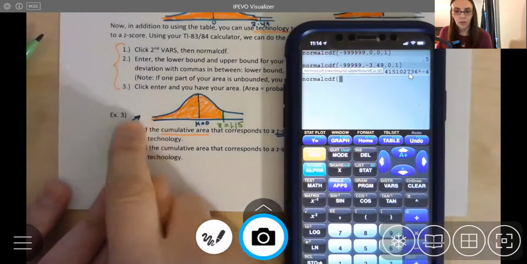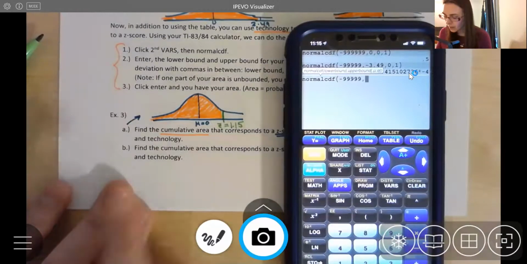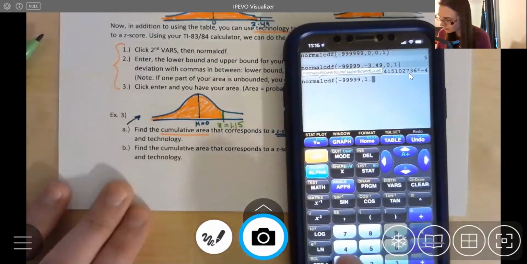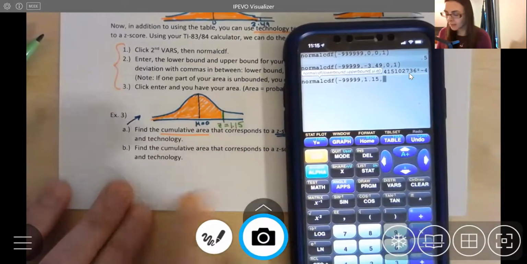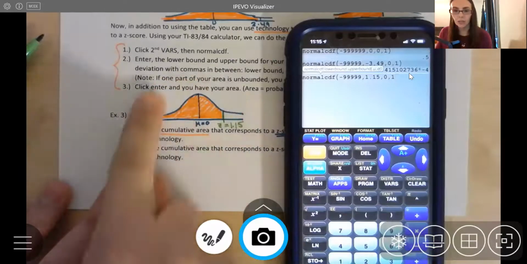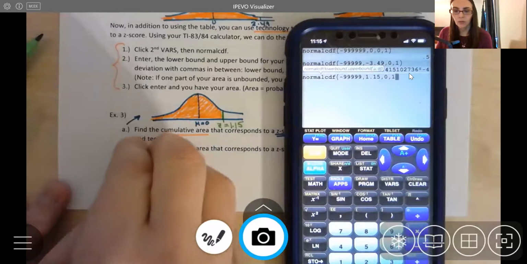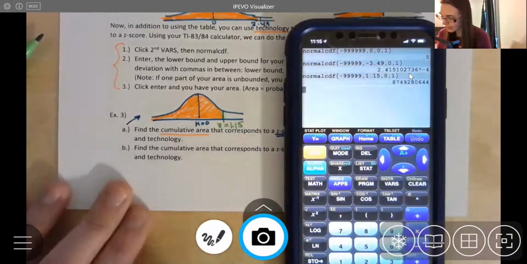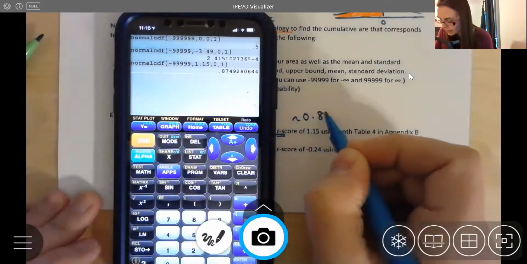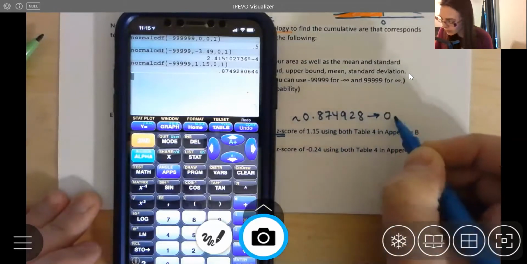There is no lower bound, right? It's all the way to the left. So I'm going to use negative 99999, comma. My upper bound, where does my shading stop? It stops at 1.15. My mean is 0, and my standard deviation is 1. So for those z-scores, your mean is always 0, your standard deviation is always 1 when we're talking about normal curves. I hit enter, and I get about 0.874928. I'm going to go ahead and round to 4 decimal places, which is pretty common.